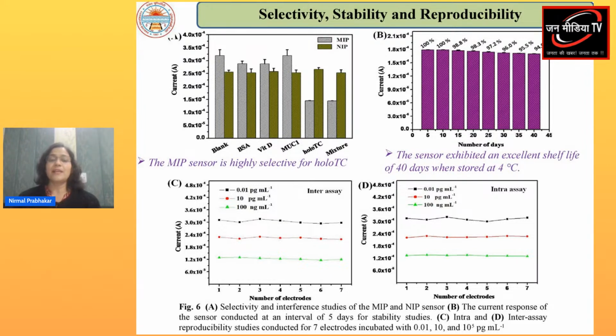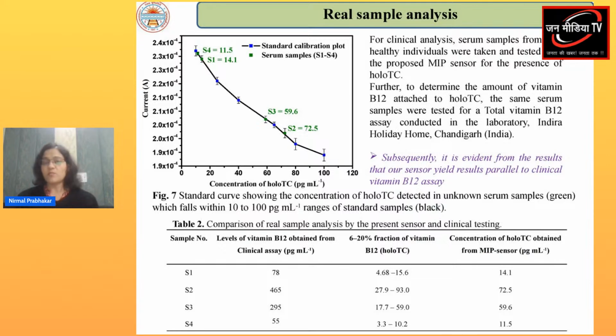This is a highly selective sensor, and the stability is also 40 days at 4 degrees Celsius. It is because we have not used any biomolecules. Otherwise, because biomolecules have a tendency to get denatured at normal temperatures.